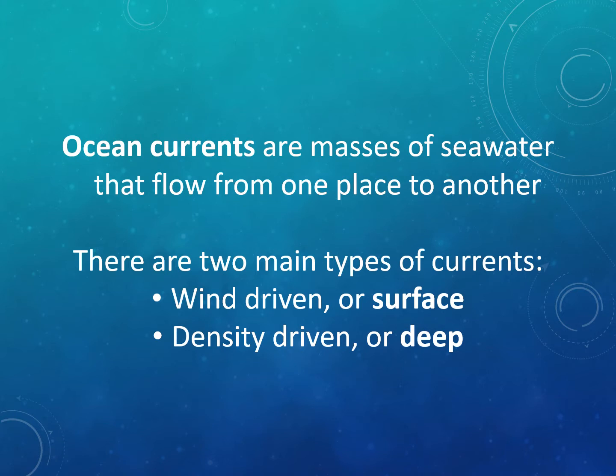Ocean currents are masses of seawater that flow from one place to another. Think of them as rivers of the ocean, both at the surface and beneath it. Surface currents are wind-driven masses of water. Deep currents are density-driven masses of water.